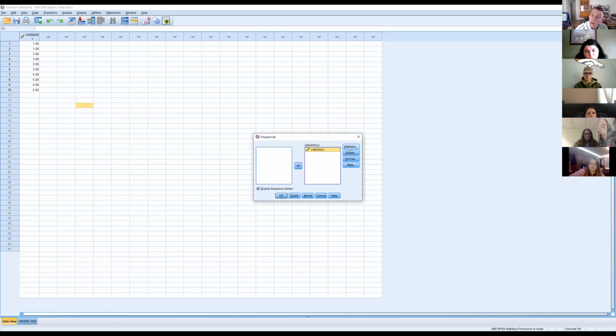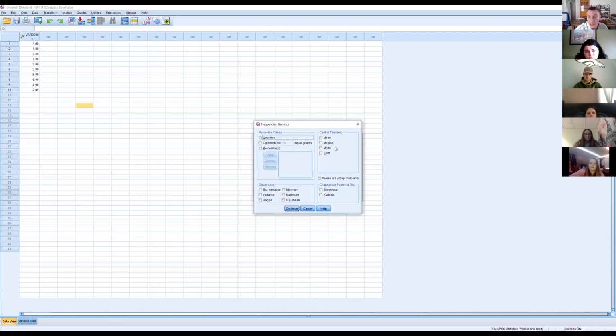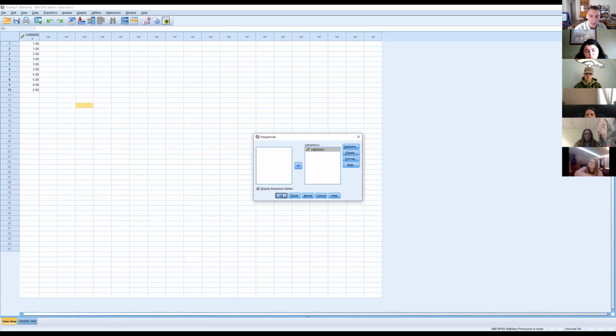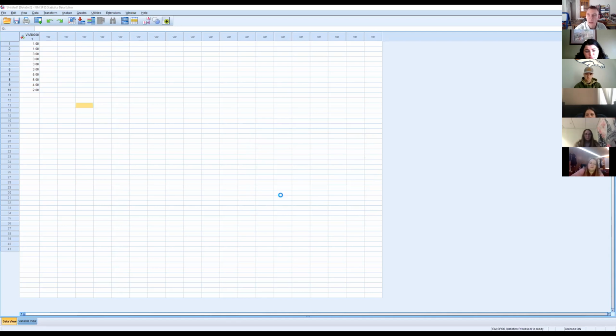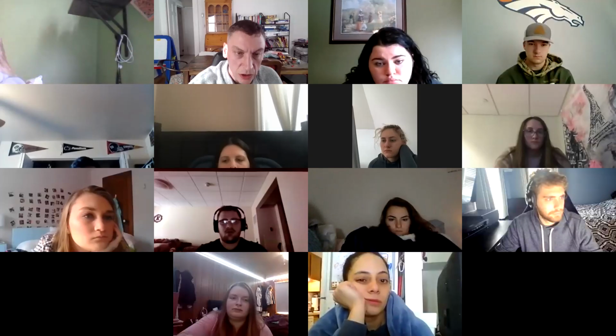Then we want to go over to Statistics. Because this is not automatic, you have to request it. I want these measures of central tendency: the mean, median, and mode. And I also want the standard deviation. It doesn't ask for this, but we can also request the minimum and maximum values. Go ahead and hit Continue and hit OK.